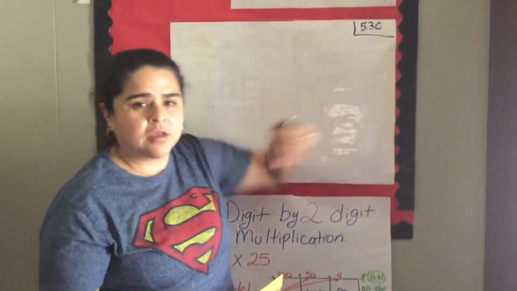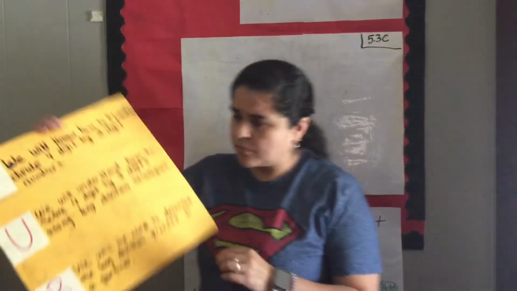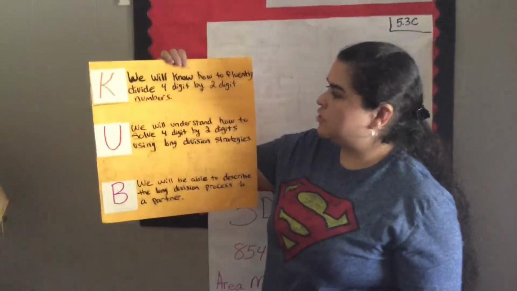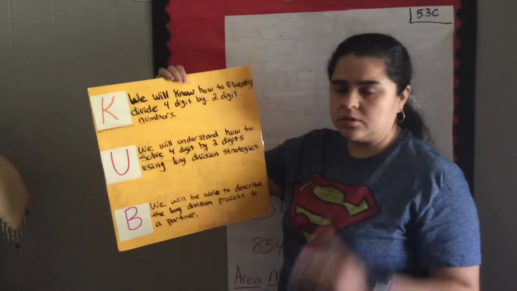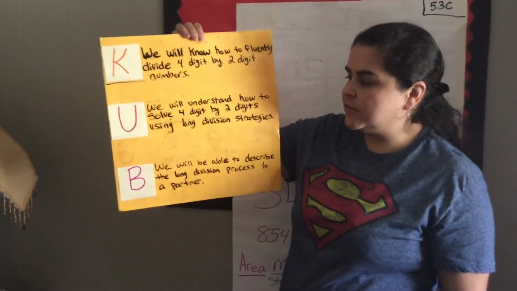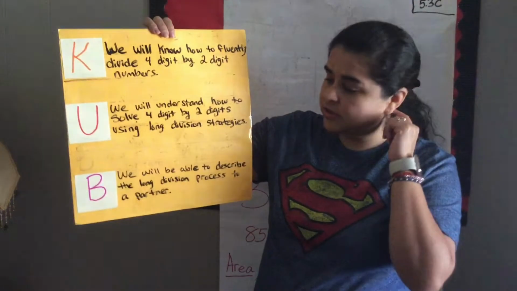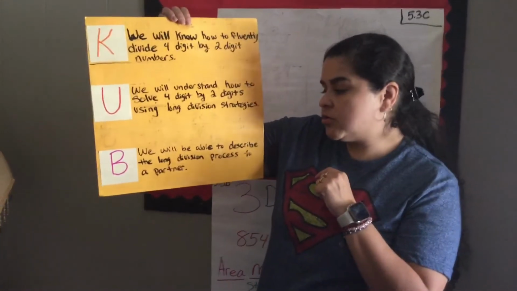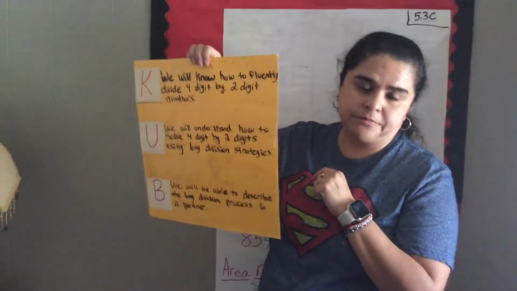Guys, today we're going to learn take number 5.3c, that is division, long division. Our objective is we will know how to fluently divide 4 digits by 2-digit numbers. We will understand how to solve 4 digits by 2-digit division using long division strategies. And we will be able to describe the long division process to a partner.